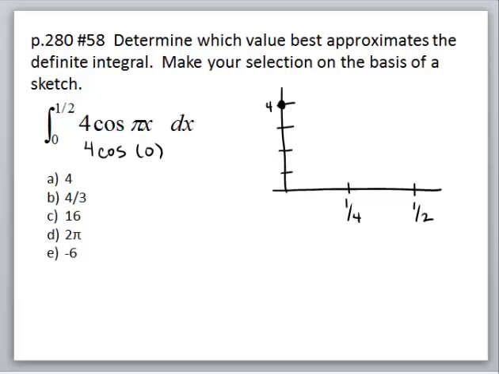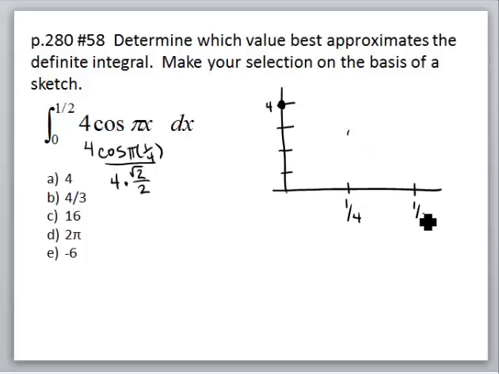Then I'm going to replace this value with a 1/4. So I'd have pi times 1/4. Well, pi over 4, the cosine of pi over 4 is square root of 2 over 2. Square root of 2 over 2 times 4 would end up giving me 2 square root of 2. So we'd be somewhere in here with our value.